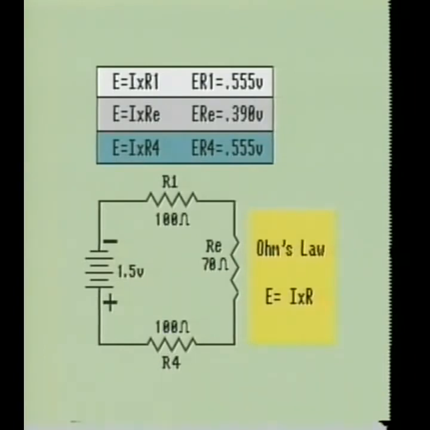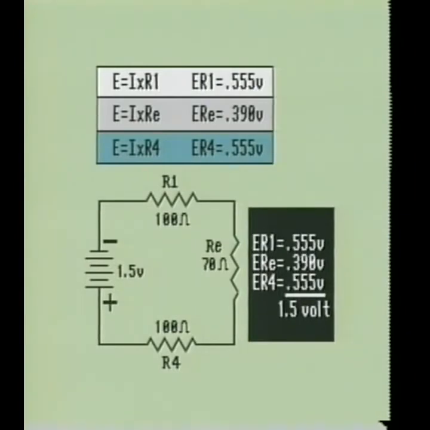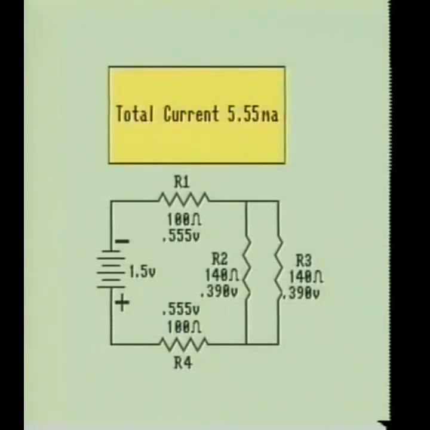When we add the voltage drops together, the sum should equal the power source voltage. The voltage of the battery is 1.5 volts. When the voltage drops are added together, we acquire the sum of 1.5 volts, which is the voltage of the power source. Now that we know the voltage drops across each of the resistors in our circuit, we can calculate for the current flow through each resistor in the circuit.